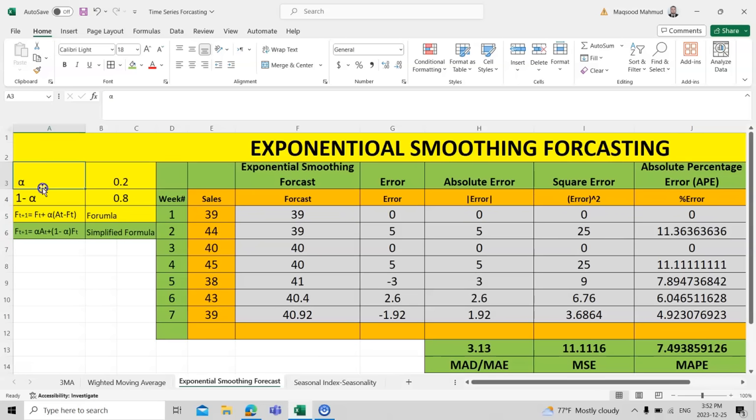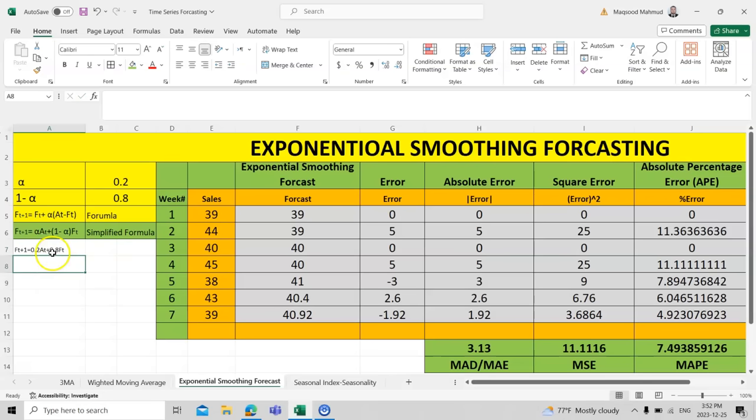For this, the alpha value will be given, which is 0.2 in our case, and 1 minus alpha is 0.8, so you can easily calculate it. The simplified version of the formula is like this: Ft equals 0.2 times the actual value plus 0.8 times the previous Ft. So that is the simplified version of the formula.